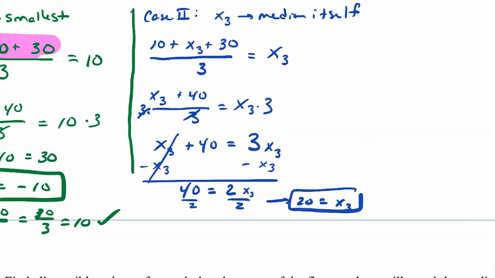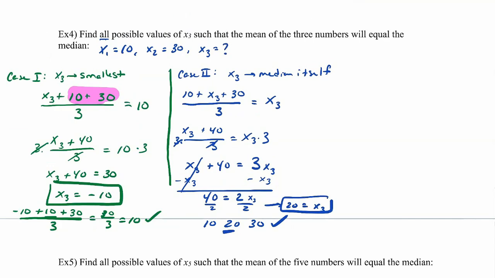All right, and if you list the numbers out, if it goes 10, 20, 30, well, that adds up to 60, and I divide by 3, I get 20 back, which is also the median, so that checks out. So there was a second potential value. It could be negative 10, it could be 20, but what if x3 is the largest of them all? So here comes case number 3.